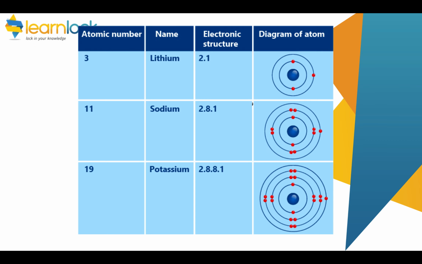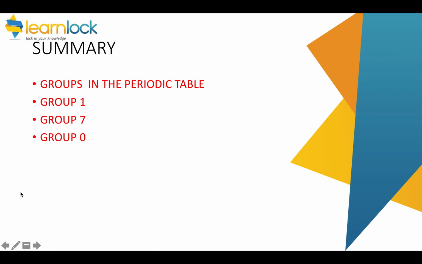You might also want to draw diagrams to show lithium and then potassium to show that this potassium atom would be more reactive because the outer electron is more easily lost because it's further from the central nucleus, whereas this one isn't. So in summary, we've looked at groups in the periodic table, group 1, group 7 and group 0.